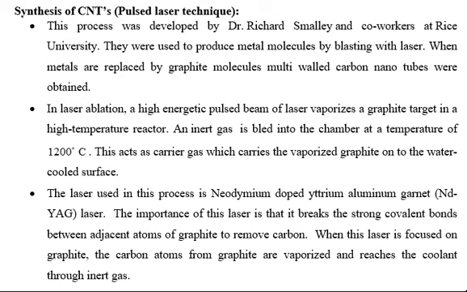See here, they have used two methods. One is where the metals are used. Firstly, the metals are used, and when the laser light is incident on the metals, it releases some of the atoms, and the released atoms form into nanotubes. So when the metals are replaced by graphite molecules, multi-walled carbon nanotubes were obtained. We can also produce the multi-walled carbon nanotubes.